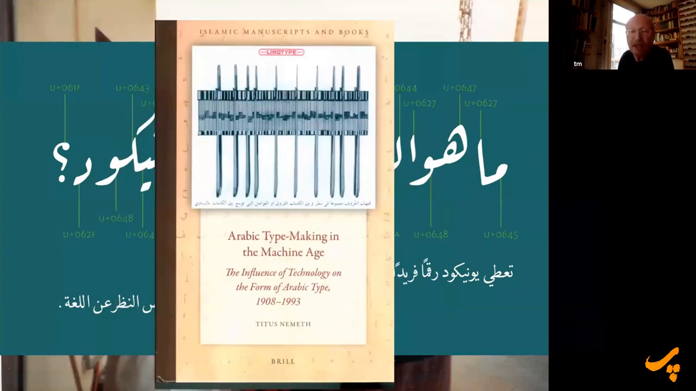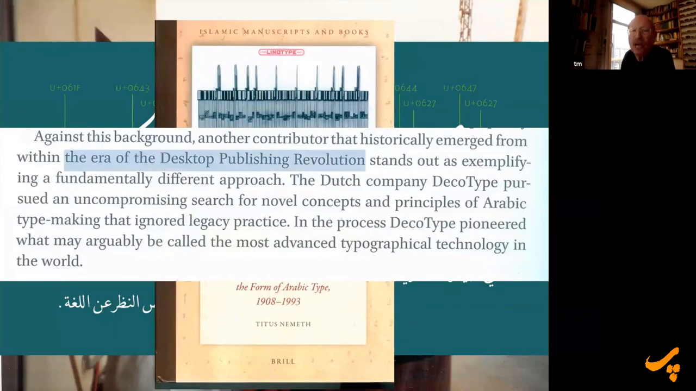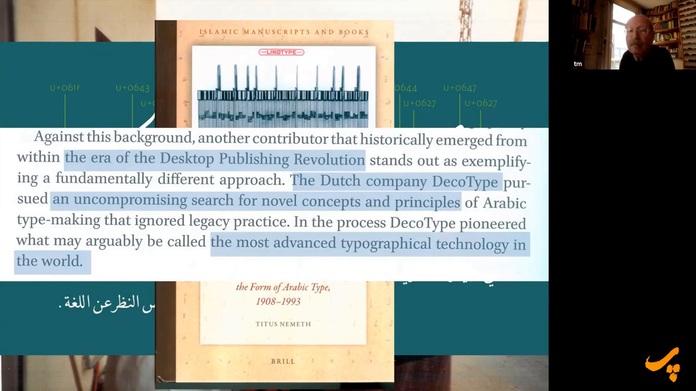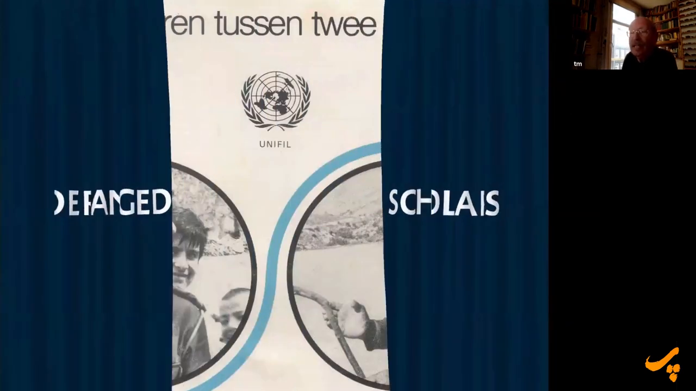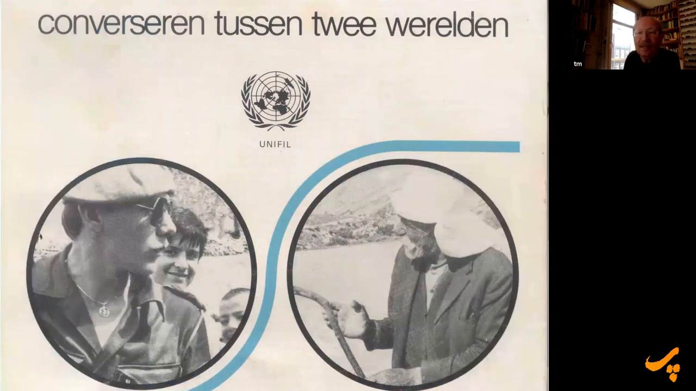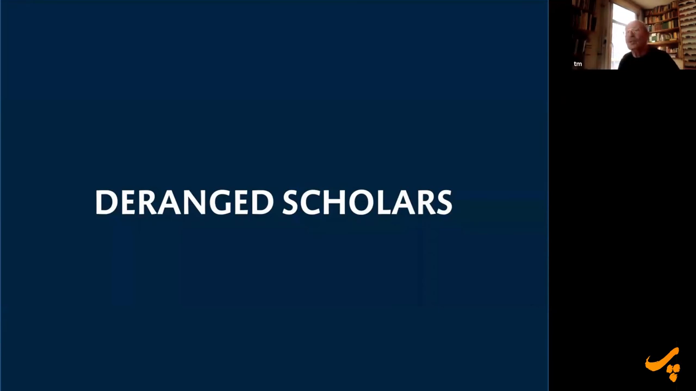Actually, this is a recent academic study where there's one passage that points out that what we did was part of the desktop revolution. We didn't realize it, but everybody was suddenly able to use cheap computers to compete with the biggest and the most arrogant industries, and to come up with better solutions than they had bothered to look at. And in this context, we are described as uncompromising in the search for novel concepts and principles, which ends up with being the most advanced typographical technology in the world. And that is what you get if you're a bit deranged. So that, I think, is the introduction that I wanted to give. I have some follow-up in case there's time for it.